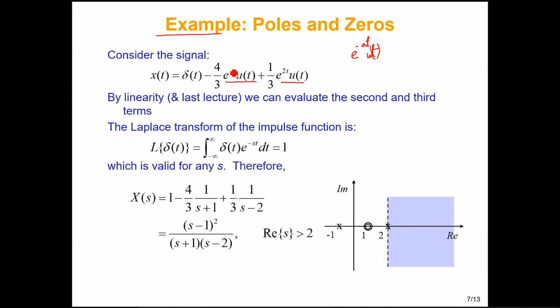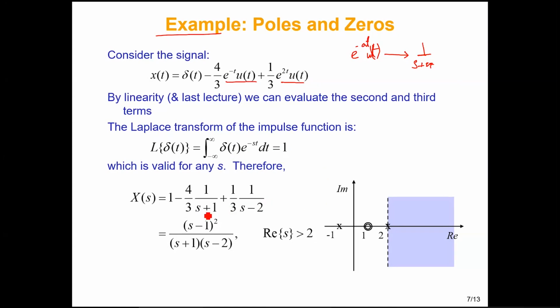And Laplace of e raised to power of minus at ut is 1 over s plus a. Again here, 1 over s minus 2. Notice that we have plus 2 here, it should be minus 2. So just using this formula that we already know, 1 over s plus a.